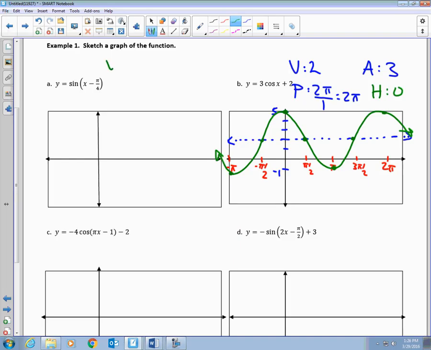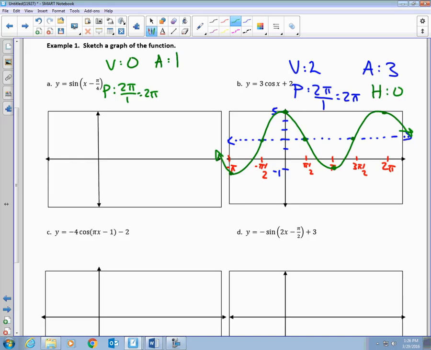We start here, vertical shift. Do you see any number on the end here that's being added? So there's no vertical shift. The amplitude is the absolute value of the number in front. 1. The period is 2 pi divided by the number in front of x. So we get 2 pi.